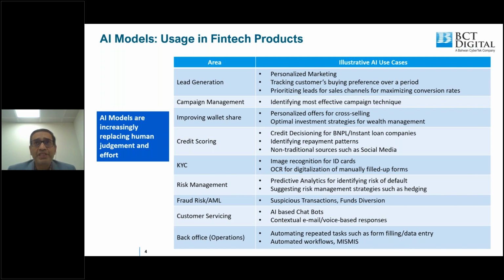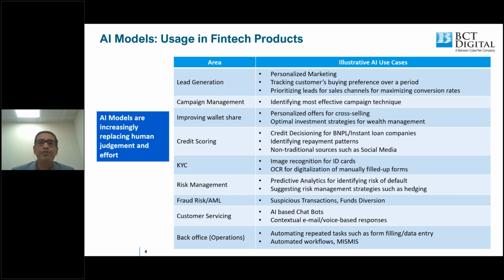For example, for personalized marketing, who should be offered what? If you're an affluent customer, then you should be offered one kind of product. If you are a gig worker, then you should be offered another kind of product. So how do you decide that? AI is being used. Then tracking a customer's buying preference over time.